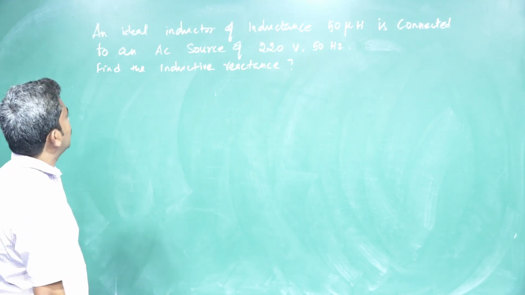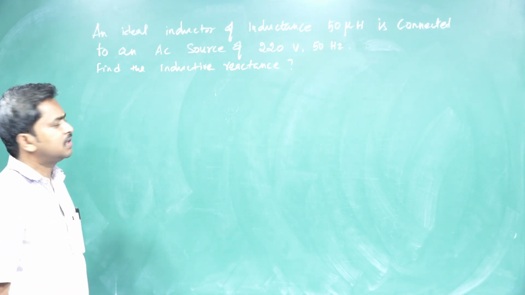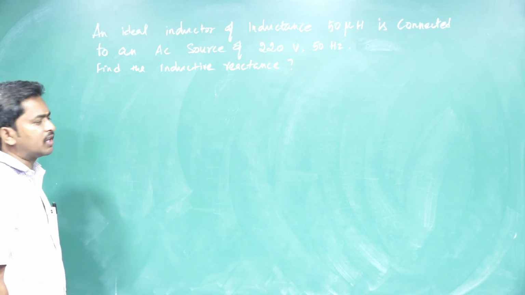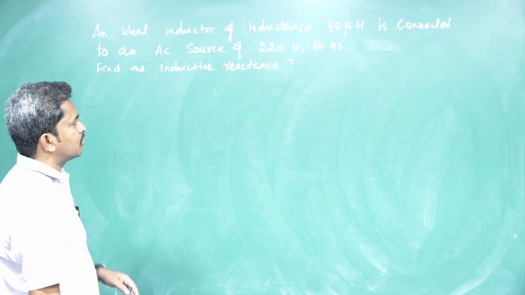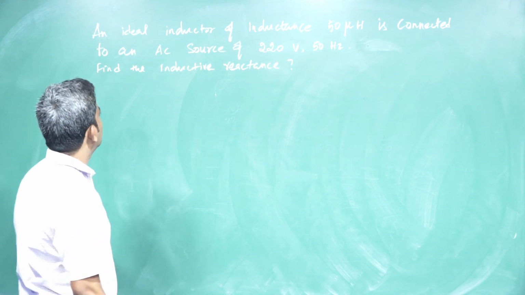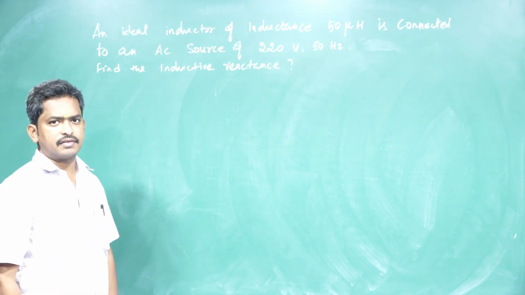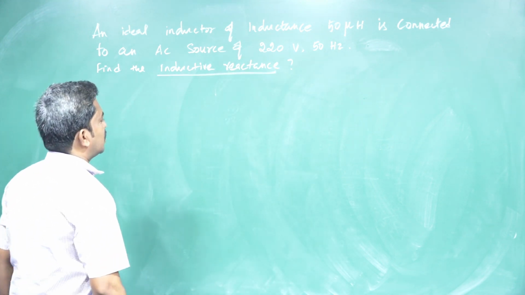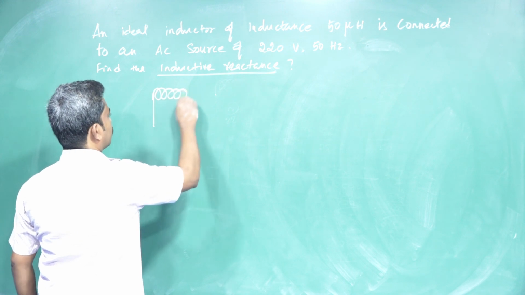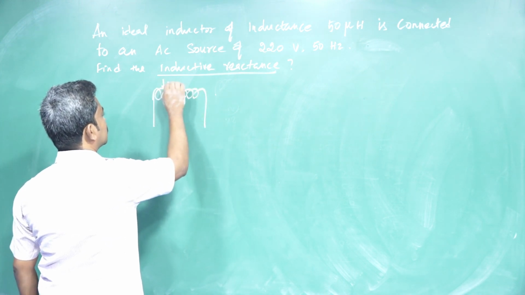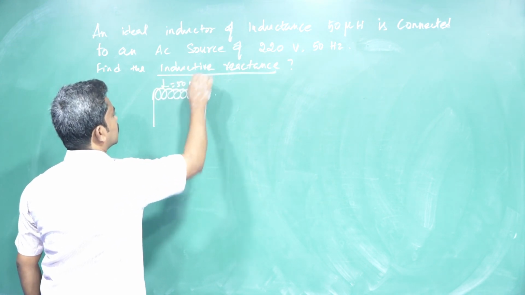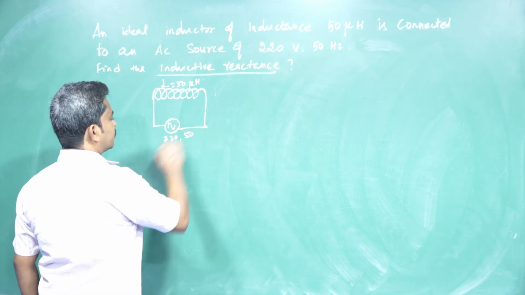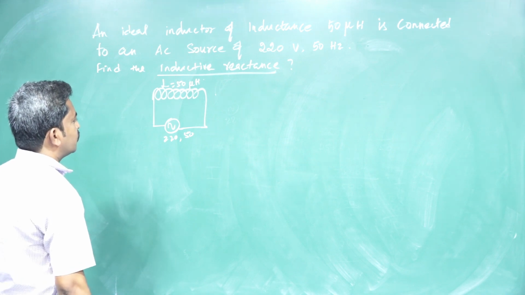Next example: an ideal inductor of inductance 50 microhenry is connected to an AC source of 220 volt and 50 Hz. 220 volt is the applied voltage, 50 Hz is the frequency. Find the inductive reactance of this coil. L is equal to 50 microhenry, the applied source value is 220 volt and the frequency is 50 Hz.